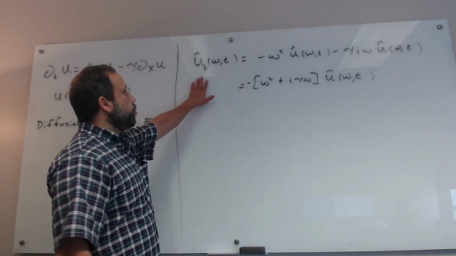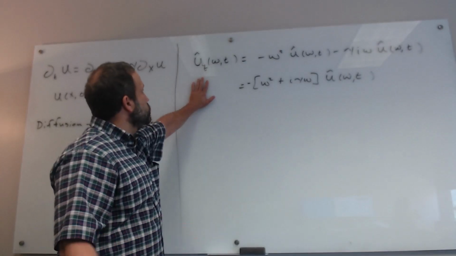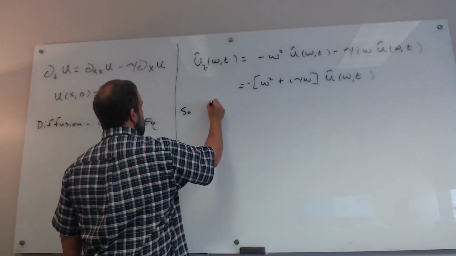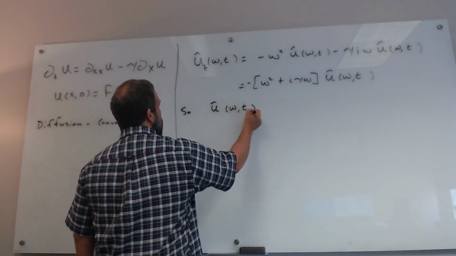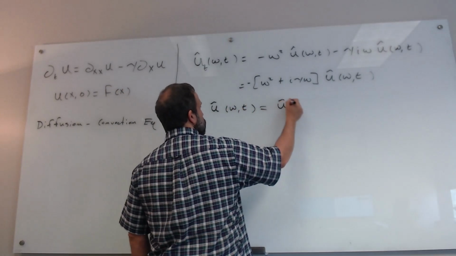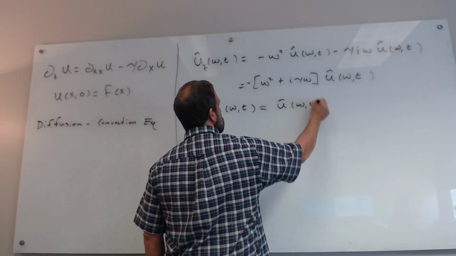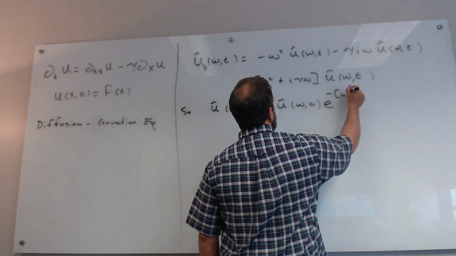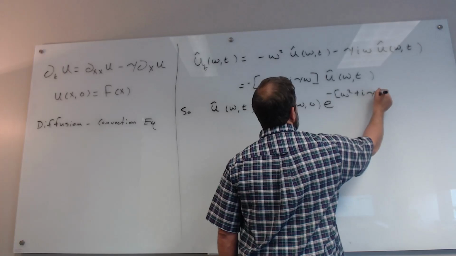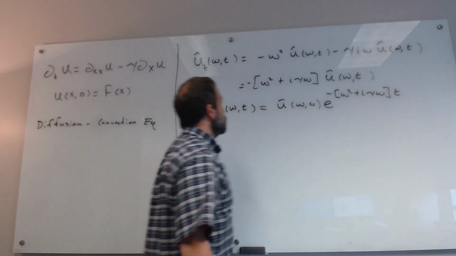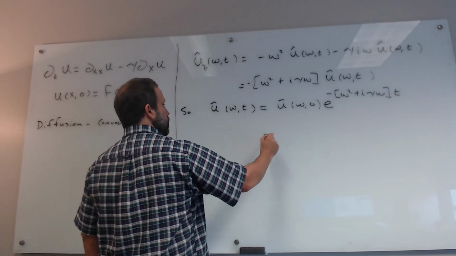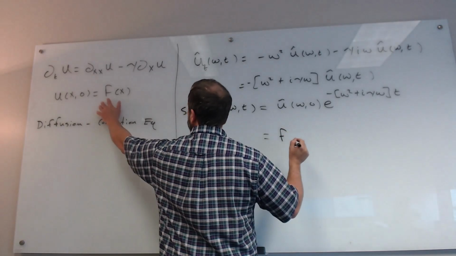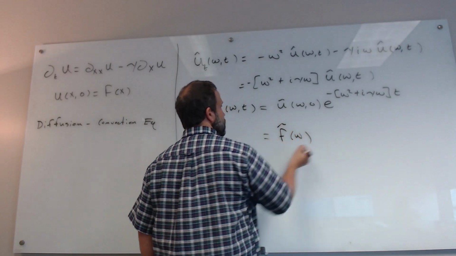All right, now if I think about omega as being fixed, this is an ordinary differential equation in the t variable, and so the conclusion is that u hat of omega, t is going to equal u hat of omega, 0, and then times e to the minus omega squared plus i gamma omega, t. Now u hat of omega, 0, that's just f hat of omega. So this is the Fourier transform of the initial value.